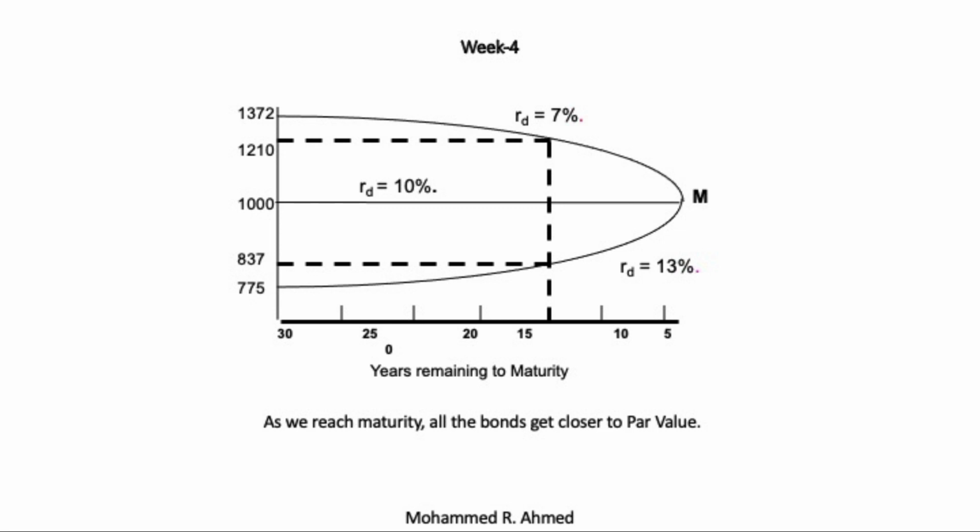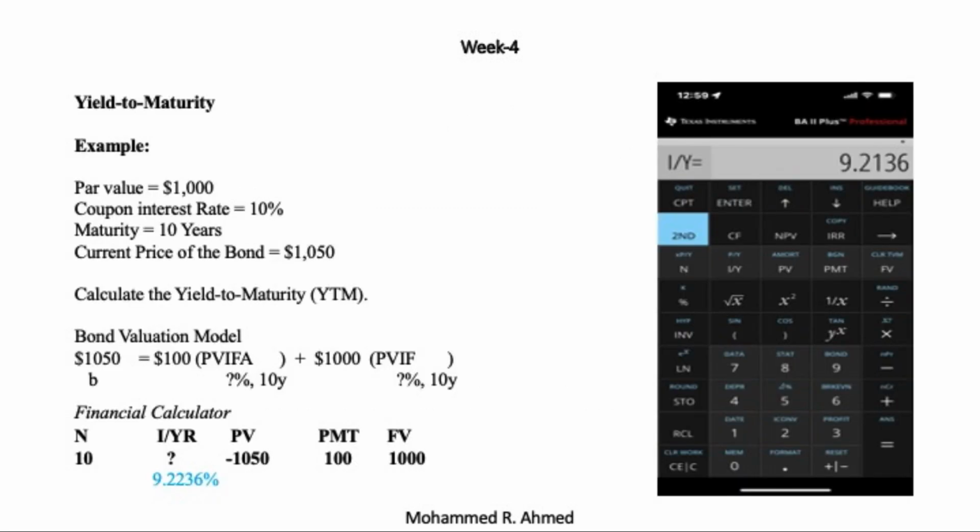One important thing I want you to remember is, as the bond reaches maturity, all the bonds are going to receive the same amount, which is the maturity value. So as time passes, the premium or the discount gets closer, and eventually all the bonds will receive the $1,000 maturity value.